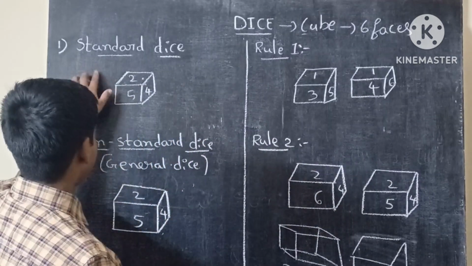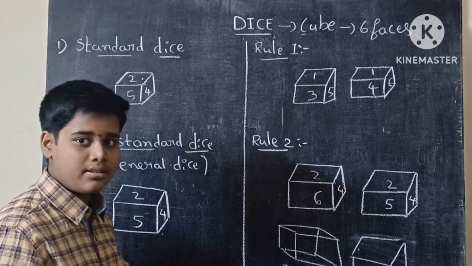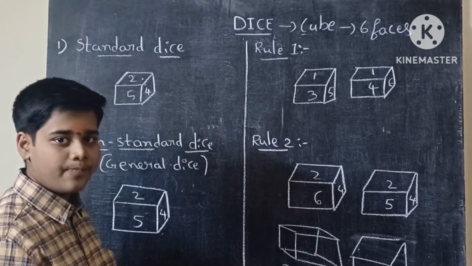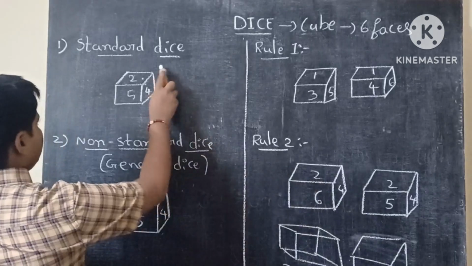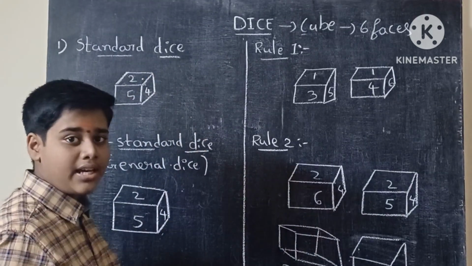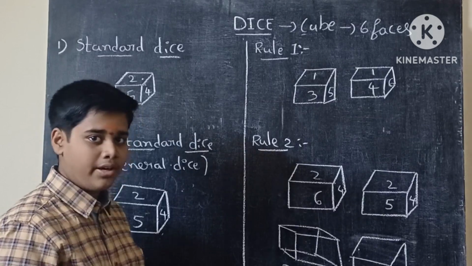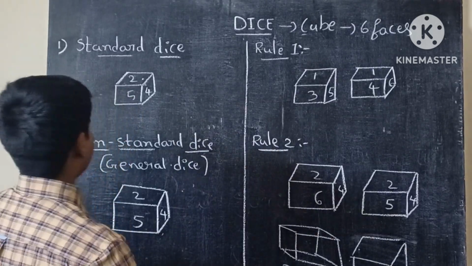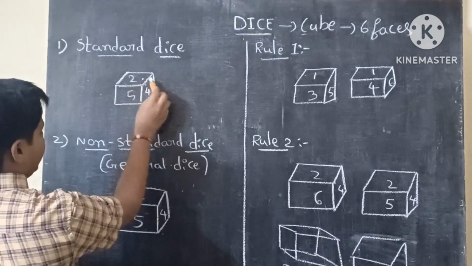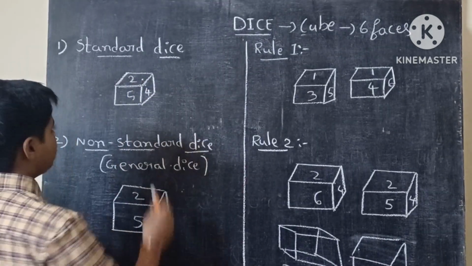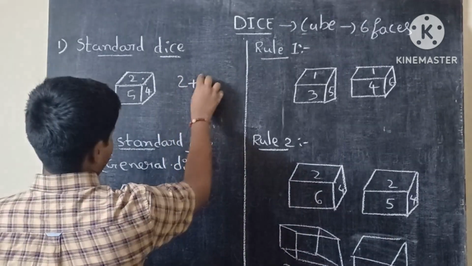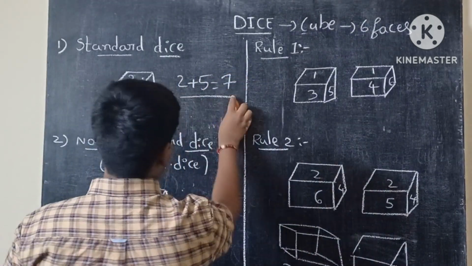In dice there are 2 types: the first one is standard dice and the second one is non-standard dice. How do we recognize whether it is a standard dice or not? Standard dice means, first of all, there are 6 faces and we can represent numbers 1 to 6. In this dice, I am taking the top face, that is number 2. The opposite of 2 is 5. 2 plus 5 is equal to 7. So this is one of the rules.